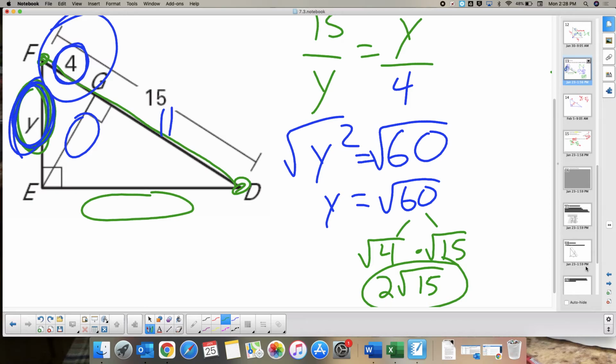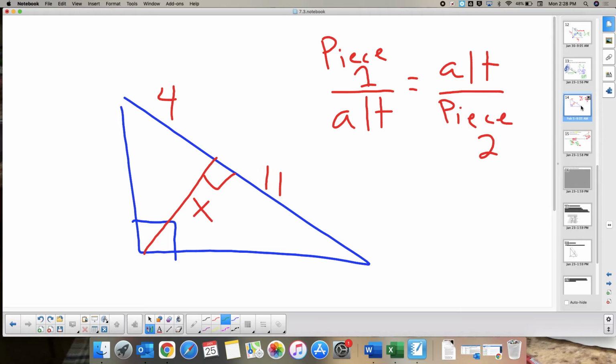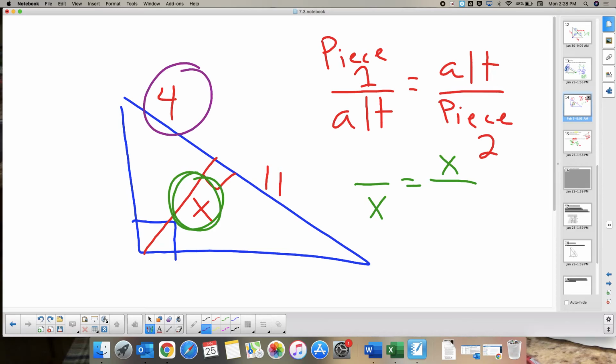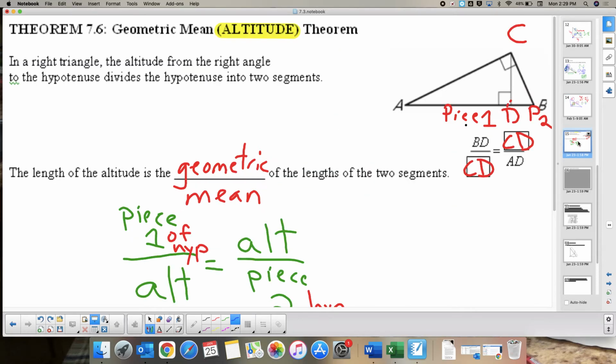So as I said, there are 2 geometric means that we have. There is our geometric mean of an altitude. So if you look here we have an altitude that is x. It is the altitude that would go in twice. And then it's the 2 pieces of our hypotenuse. So that would be piece 1 and piece 2. So it would be 11 and 4. And then we're just going to go ahead and cross multiply. So that's our geometric mean of an altitude that we have there.